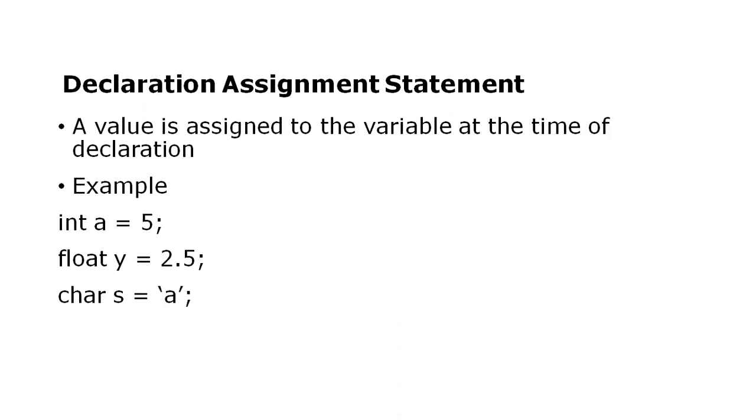Declaration assignment statement. A value is assigned to the variable at the time of declaration, for example, int a is equal to 5, float y is equal to 2.5, char s is equal to 'a'.